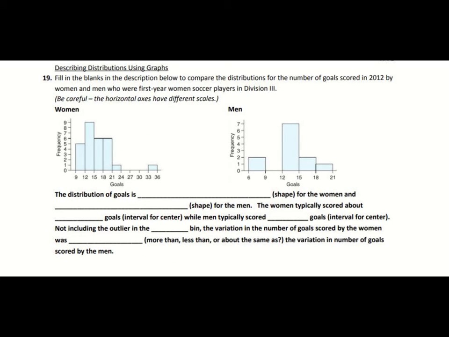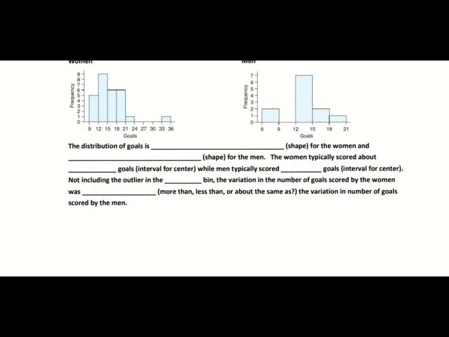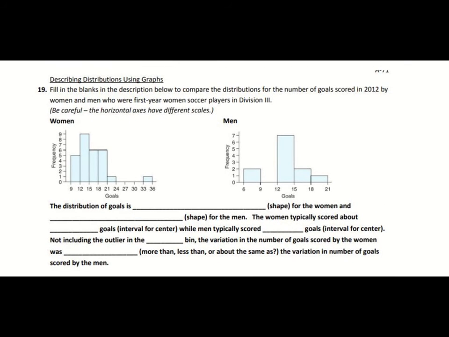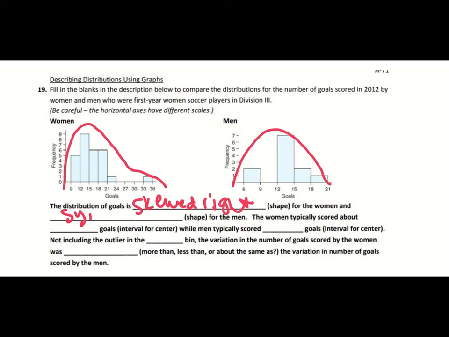All right, 19. Fill in the blanks in the description below to compare the distributions for the number of goals scored in 2012 by men and women who are first-year soccer players in Division III. So the distribution of goals is blank for women. And so if I kind of look at this, for the women, I'm going to say this is skewed right. And for the men, I'm going to say symmetric.